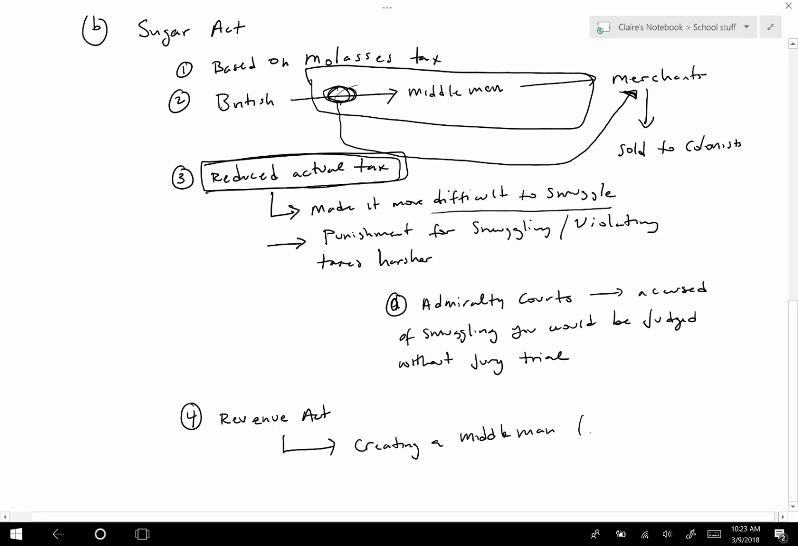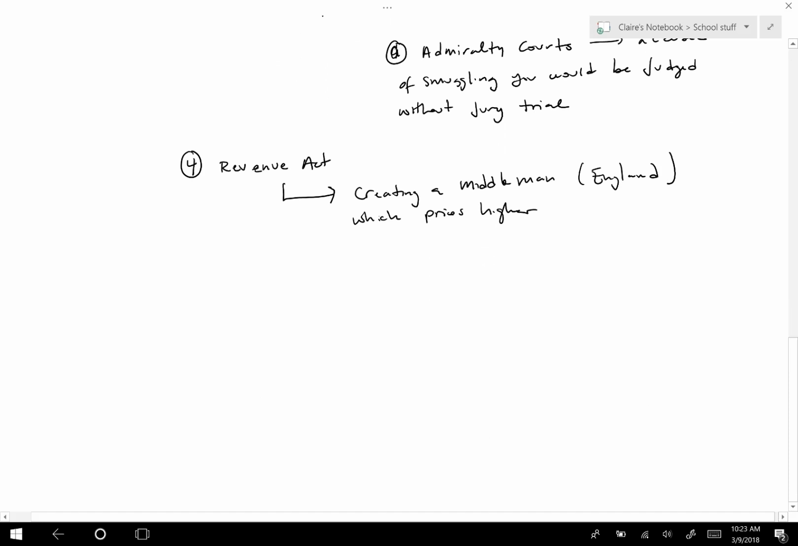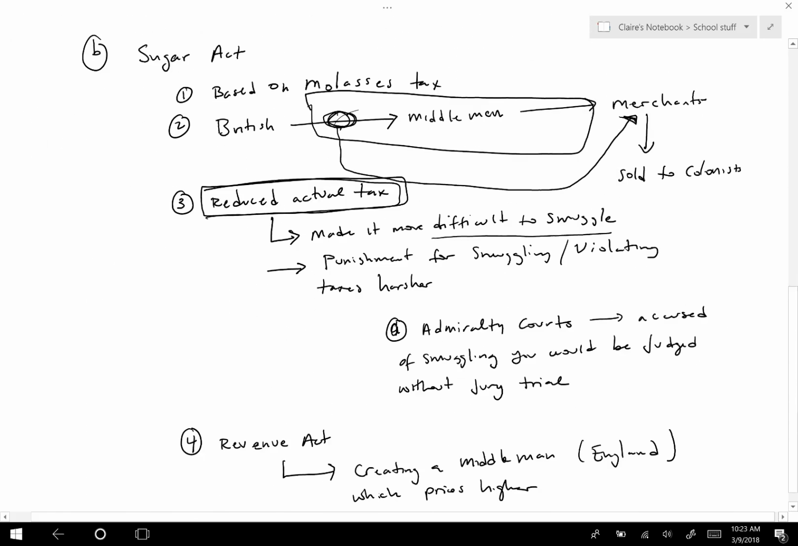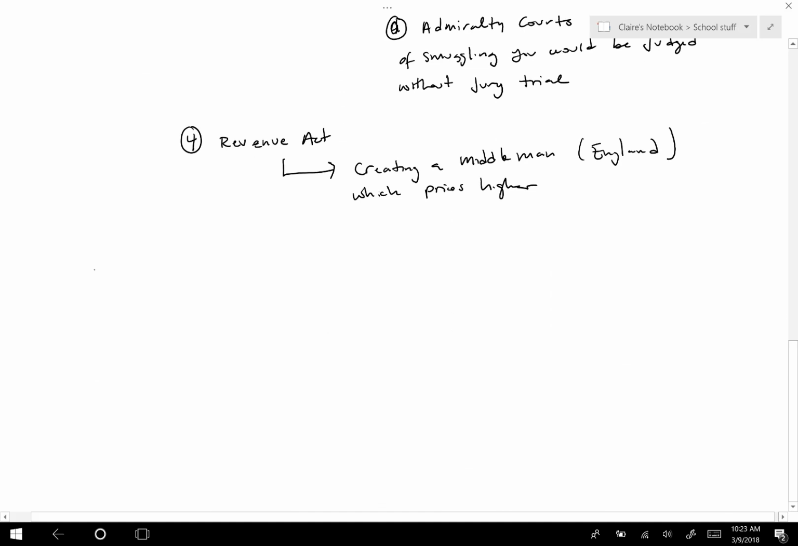And this would have been England at this point that trade had to go through, which makes prices higher. Okay, so not a ton as far as what the reaction was, how things went. There wasn't a ton, but in the next one it is going to be significantly more, and that's the Stamp Act.